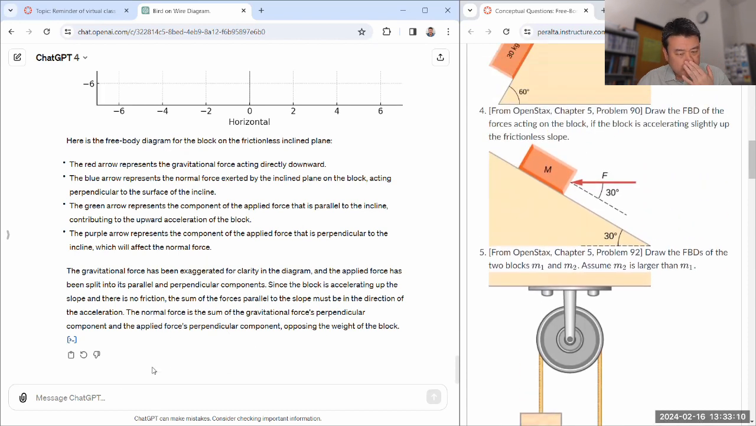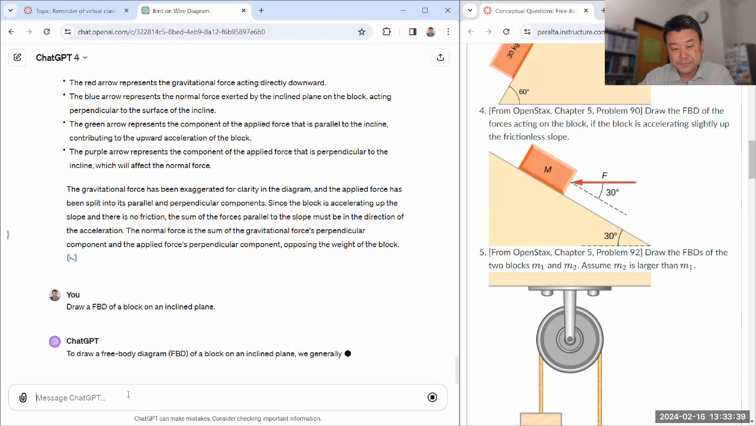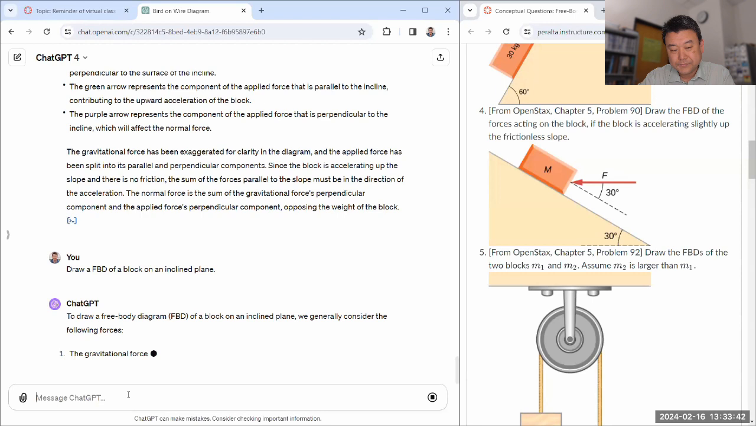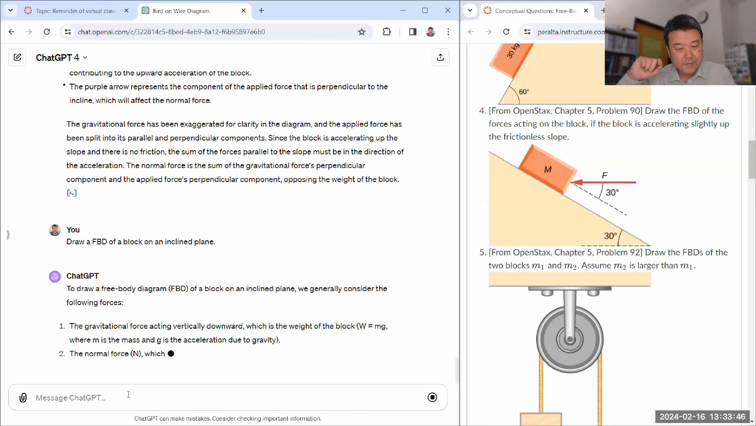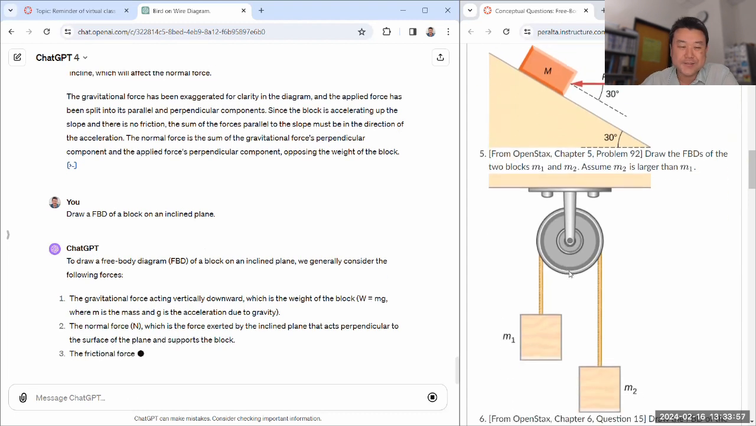So let me see if it still generates a similar kind of image when I ask for this. Draw a free body diagram of a block on an inclined plane. Because we are in an environment where I've already asked some introductory physics related questions, it might actually not do the other thing that it used to do. I don't think it's gonna do that. So I'll just come back later in a new chat thread and do that later. But let's finish this conceptual questions exercise, which might take the whole hour because ChatGPT is so slow.